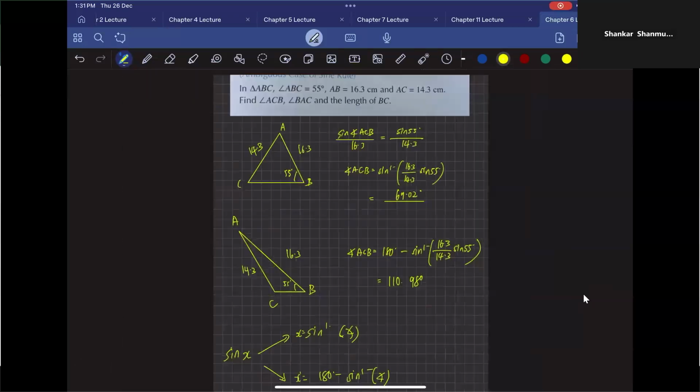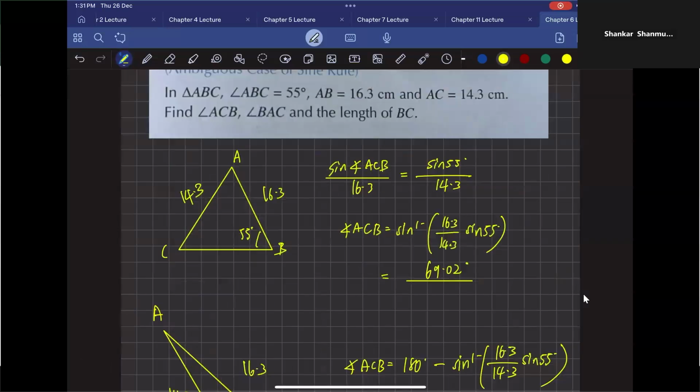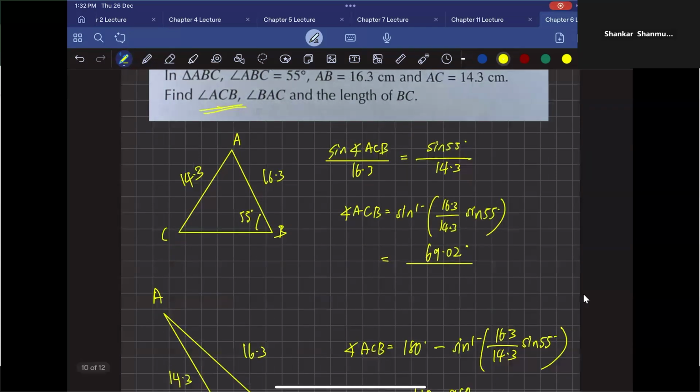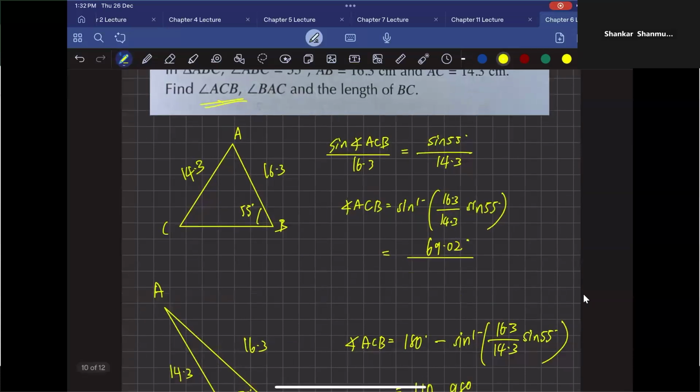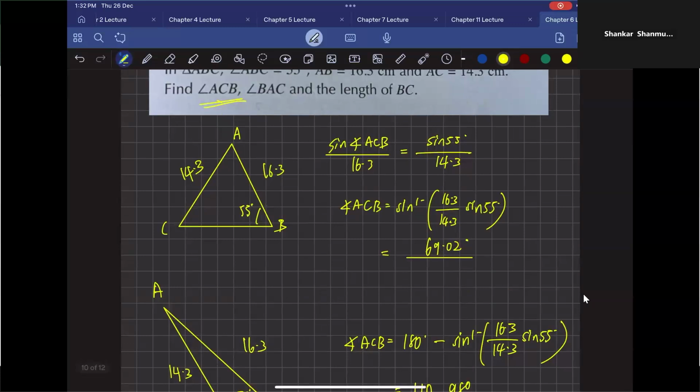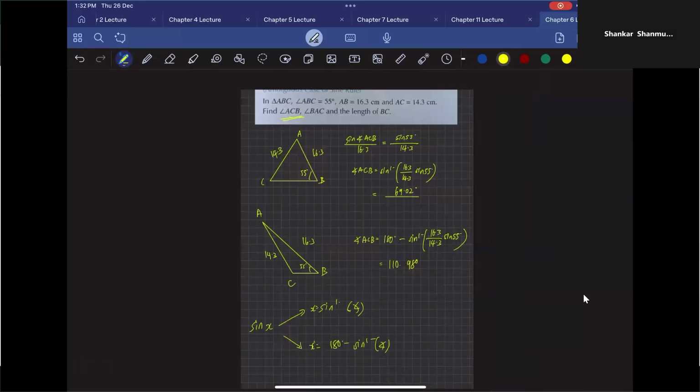When the question doesn't draw you a triangle and asks you to find the angle, and you have to use your sine rule, then it's quite obvious that there are two different possibilities. So in this case, you would have six different answers, because you have two different values for ACB, BAC, and the length of BC.